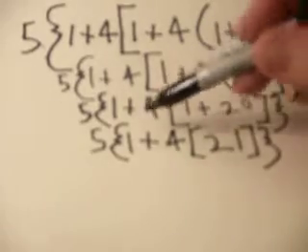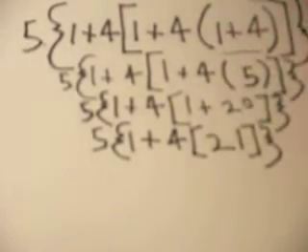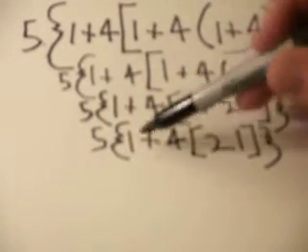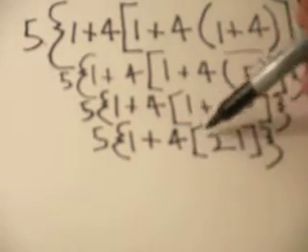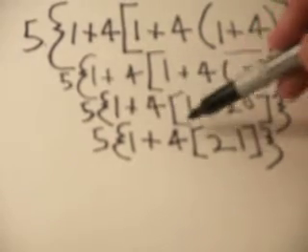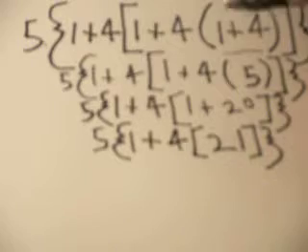Next, I've got this bracket on the inside, but there's nothing to do. I just have the number 21 in there, and I've got the outer brackets. So I've got 1 plus 4, and inside here I've got 21, and the 4 is right next to the bracket, so that's telling me to multiply. Same choice as before. Do I add first or do I multiply? Yes, you're right. You multiply.